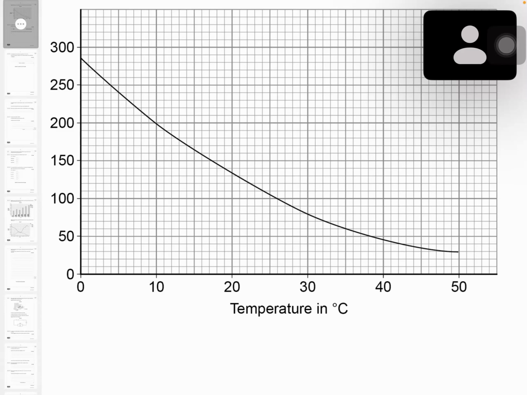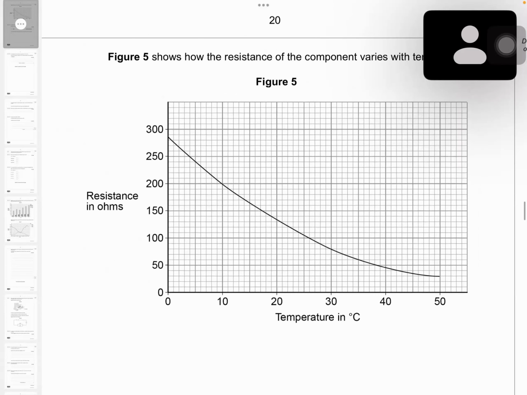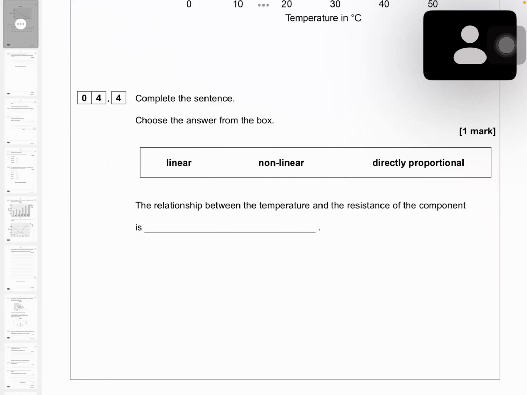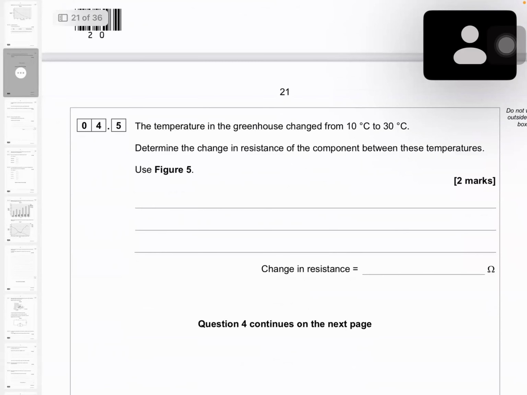Okay, so that's 80. So 200 minus 80, that would give me what? That's the resistance change. 200 minus 80 is 120. Yes. Okay. So go back to the question. Let's see what they really want. Is that 120? Yes. Change in resistance is 120 ohms. So we're good to go. Yes, we're correct. It's 120 ohms.